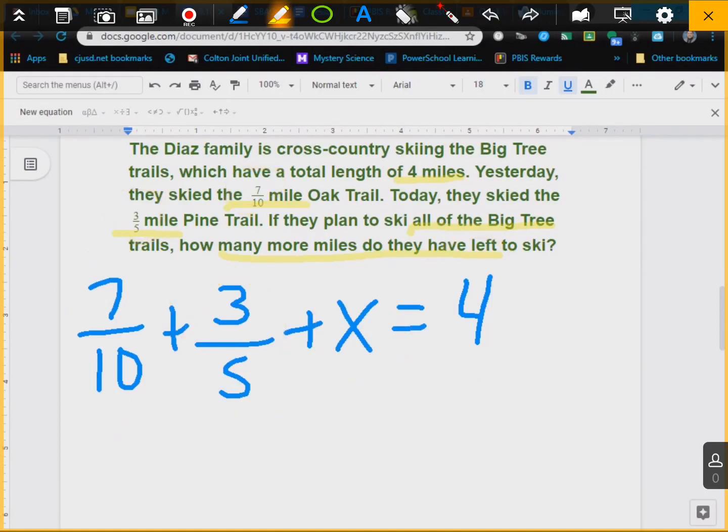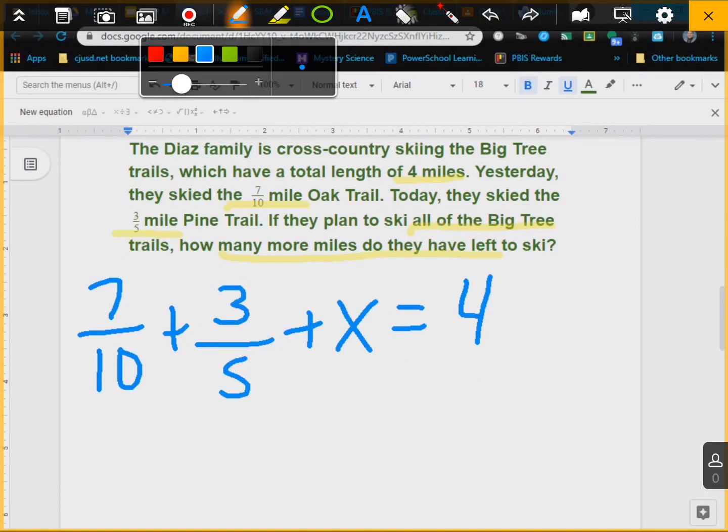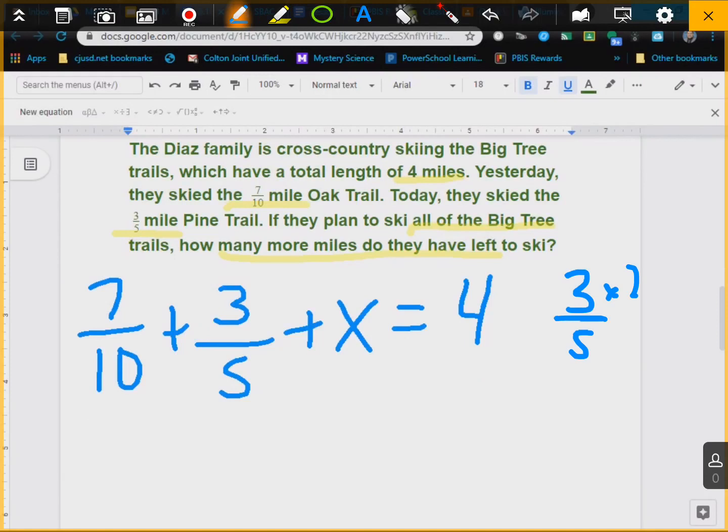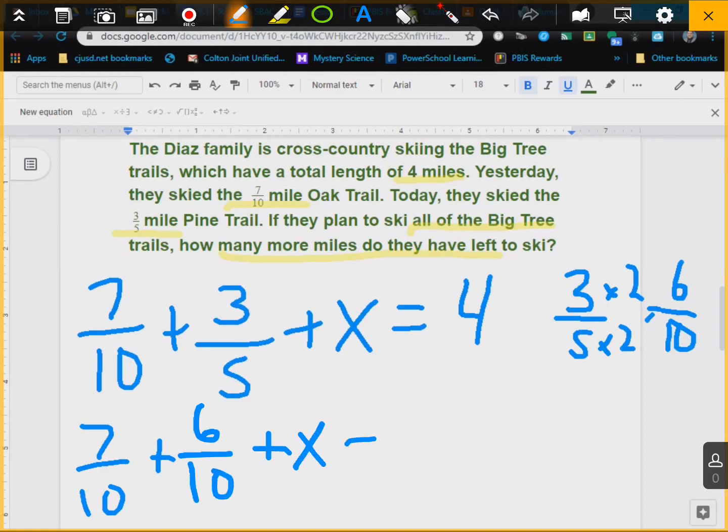Okay, so let's go ahead and solve. Well, first off, we need to have a common denominator. I know 5 goes into 10. So I'm going to take 3/5, multiply it by 2 to get me 6/10. So I know 7/10 plus, not 3, 6/10 plus x equals 4.